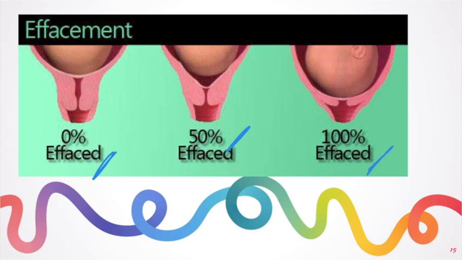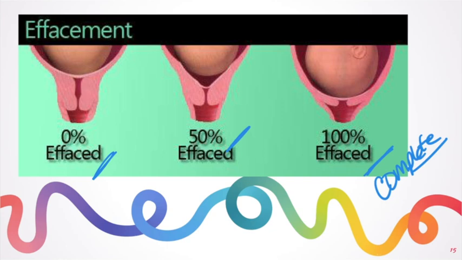When somebody is 100% effaced or completely effaced, depending on your nurse, okay, you're going to hear both. That means that the cervix, when you go ahead and check your patient, and again, the end of your finger is going to be the baby's head. So you find the baby's head, and you're going to open your 2 fingers to assess your dilation.